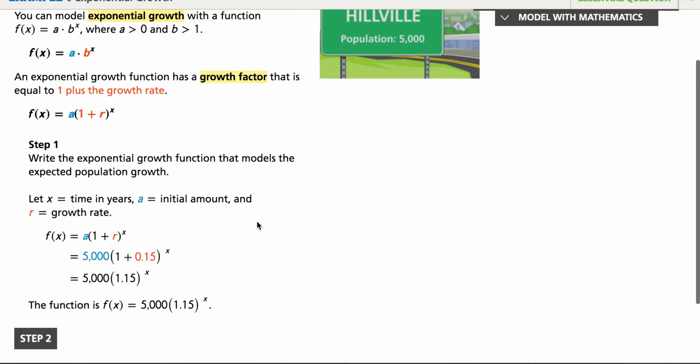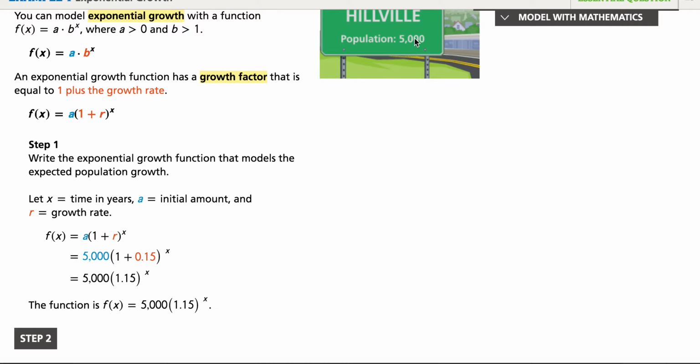Now, let's go over step 1. Step 1 tells us to write an exponential growth function that models the expected population growth. Let's break down the variables. Let x be time in years. The exponent x represents time in years. The a is the initial amount, and the r in 1 plus r represents the growth rate. f of x equals a times 1 plus r to the power of x.